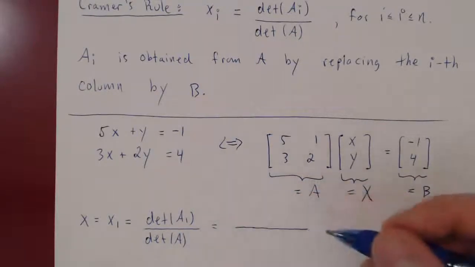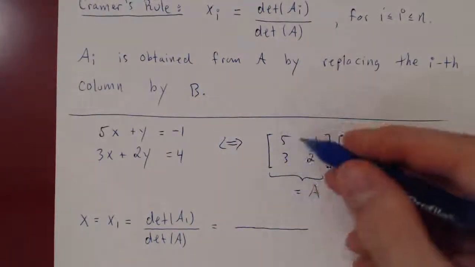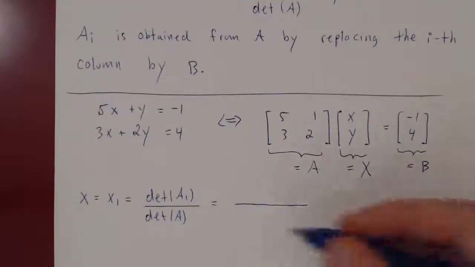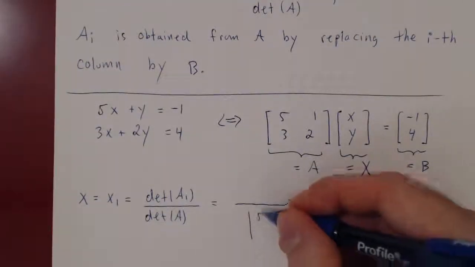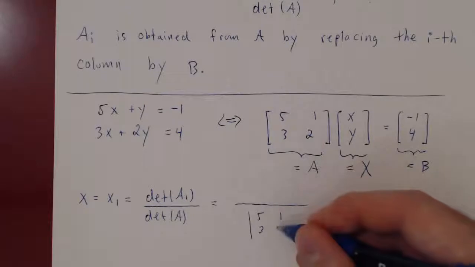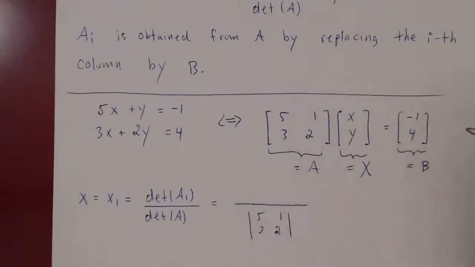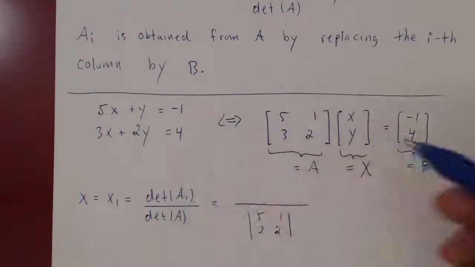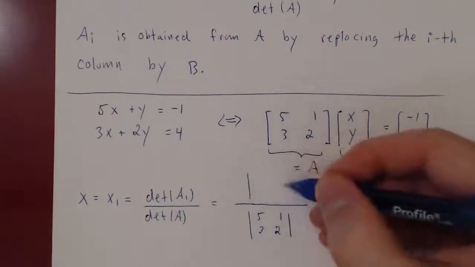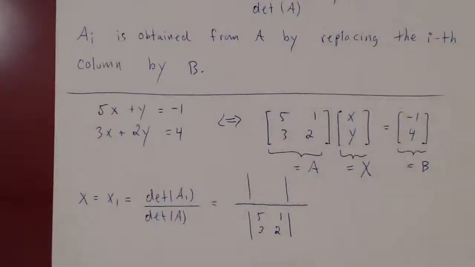Well, the determinant of A, this is a 2 by 2 matrix. So we have the determinant of the matrix 5, 1, 3, 2. On top we have the determinant of A1. Well, this will also be a 2 by 2 determinant.